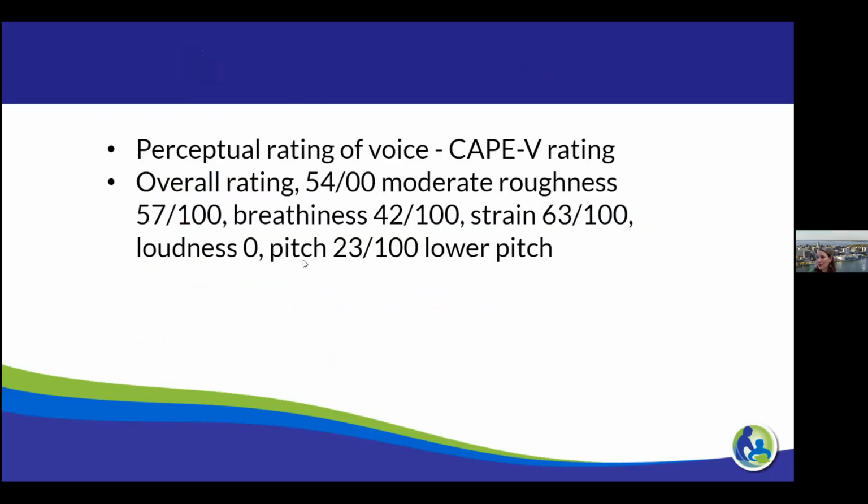So let's say you did the perceptual rating. Your overall rating was a 54 out of 100, which corresponds to moderate. Roughness was 57 out of 100. Breathiness is 42 out of 100. Strain is 63 out of 100. Loudness during the tasks that you're testing is normal. And you notice the pitch is a little bit lower than you'd expect for his age. Okay, so these are going to be your baseline ratings.